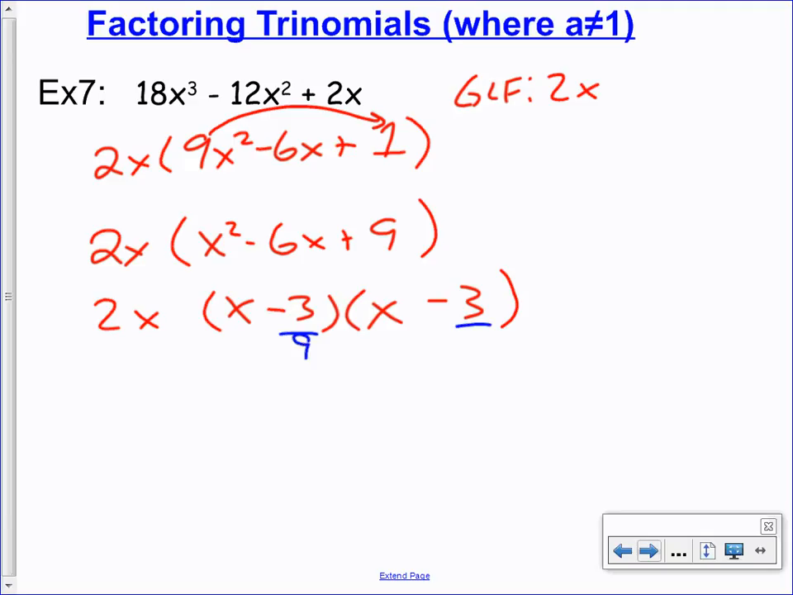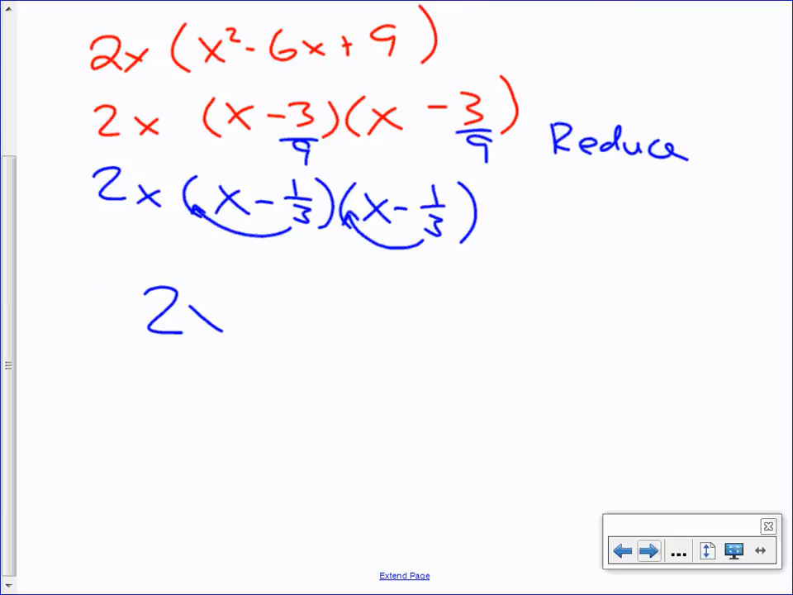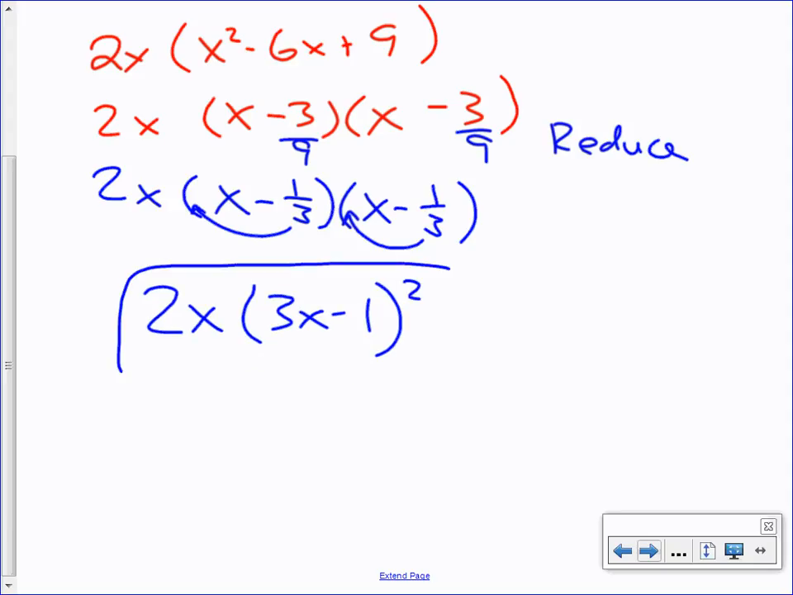Divide the 9. Now, reduce. If you don't reduce, it's not going to be the right answer. Here we go. 2x minus 1/3. x minus 1/3. Slide it to the front. And what happens if you have 2 of the same sign? They can't slide. You can make it into 1. You just put a square there and everything's happy.